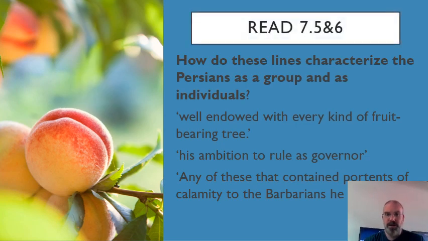So the next thing that I want you to have a look at is 7.5 and 7.6, and I want you to think about how within these passages, Herodotus characterizes the Persians as groups, and as individuals. Now, it's really important that you read these passages, pick out a few more points than I'm going to give you, but I'm going to give you some of the highlights, obviously.